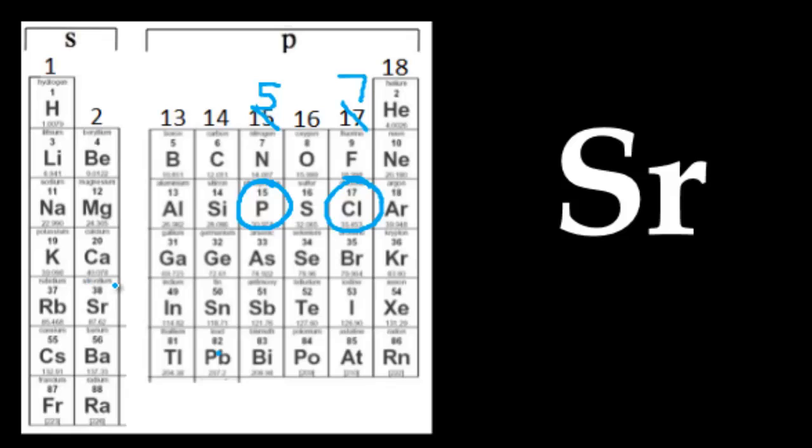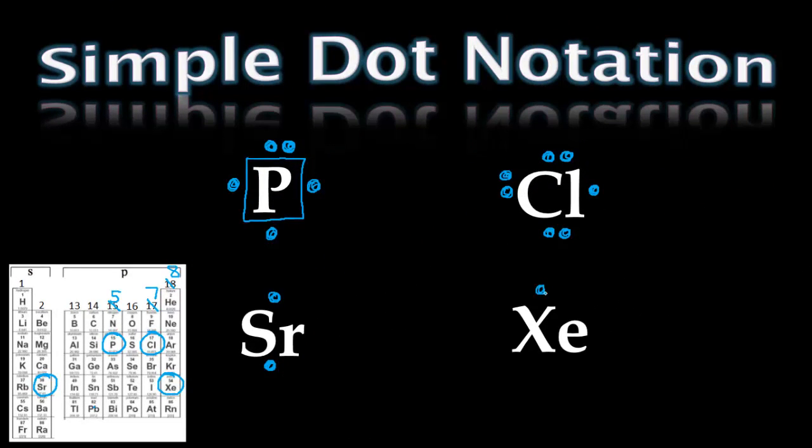Sr is in group 2, so it only has 2 dots. So 1, 2, and Xe has all 8 because it's a noble gas. So 1, 2, 3, 4, 5, 6, 7, 8. Now what this tells us is anything that is empty again, it is free to bond in. So P would have 3 electrons it could share or that it would want to share. Cl has 1, Sr has 2 because it doesn't have anything here, and then Xe probably won't do any because they're all full. So it's another way of seeing how many bonds this element could make.